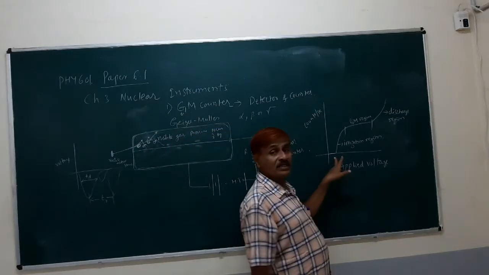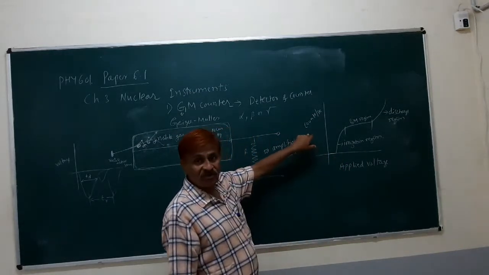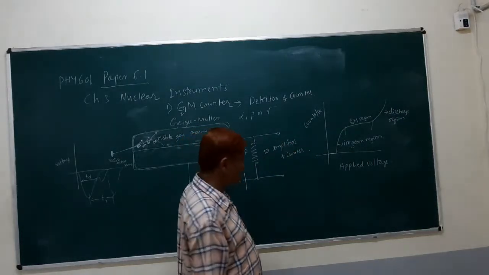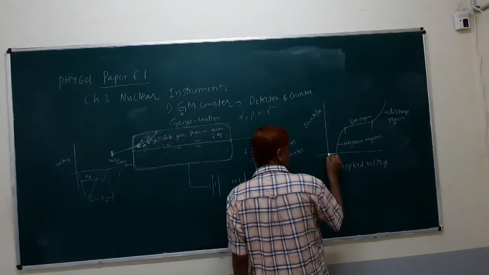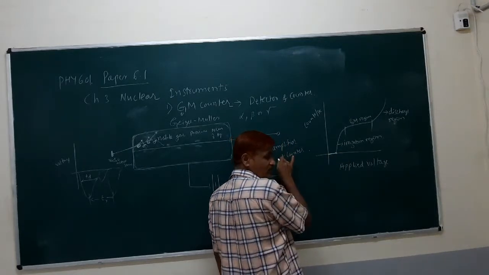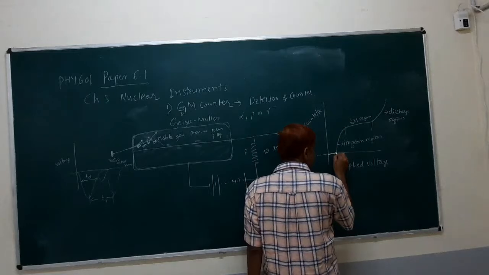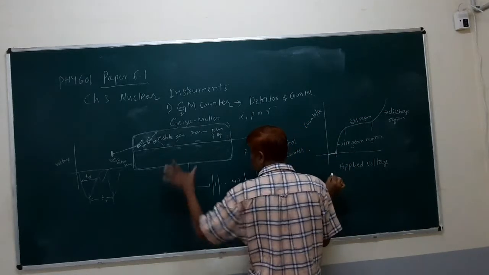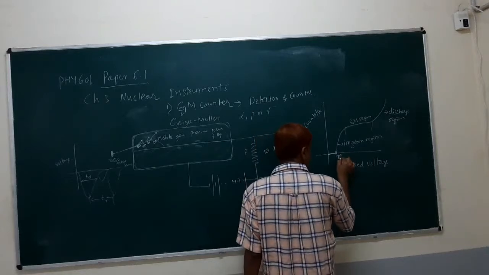Then what happens? You don't get any counts out of this. The tube is not able to count. So up to a certain voltage, the tube is not giving any counts. Once you cross a particular voltage for that counter, that is called the threshold voltage.